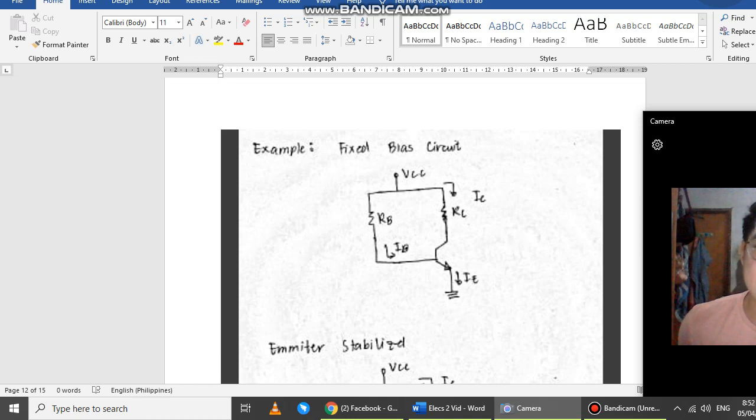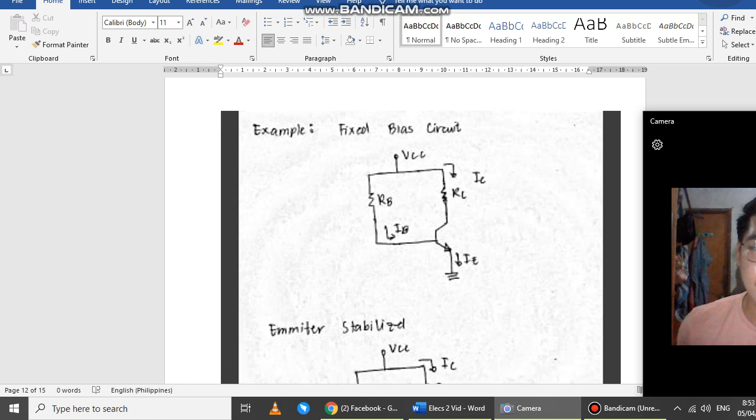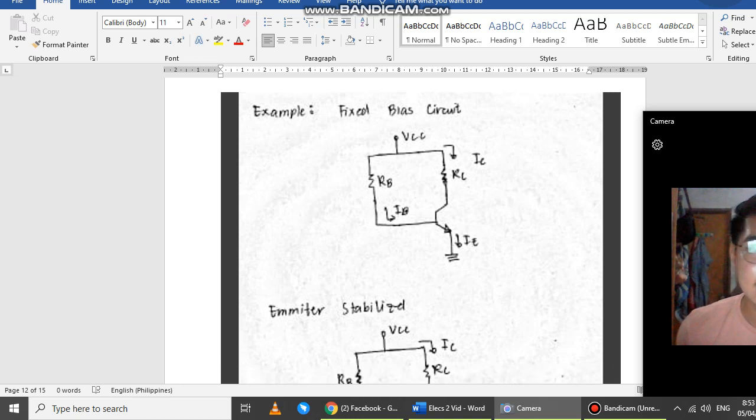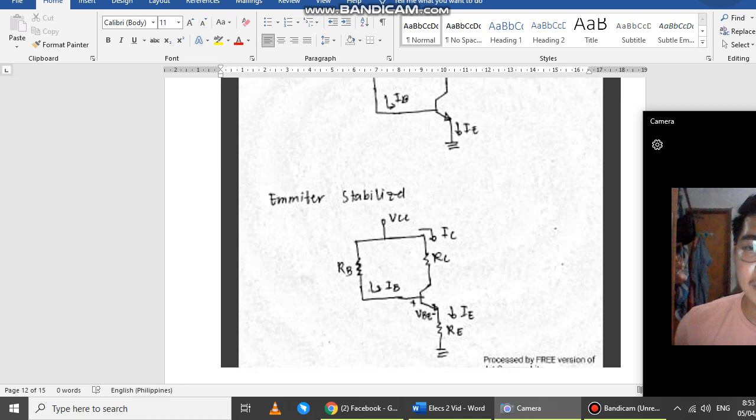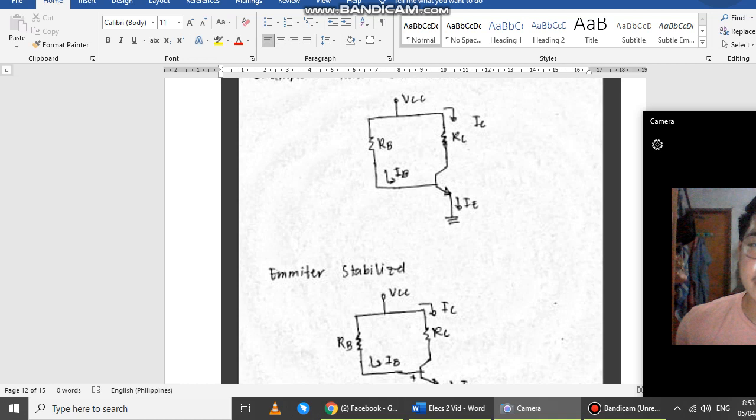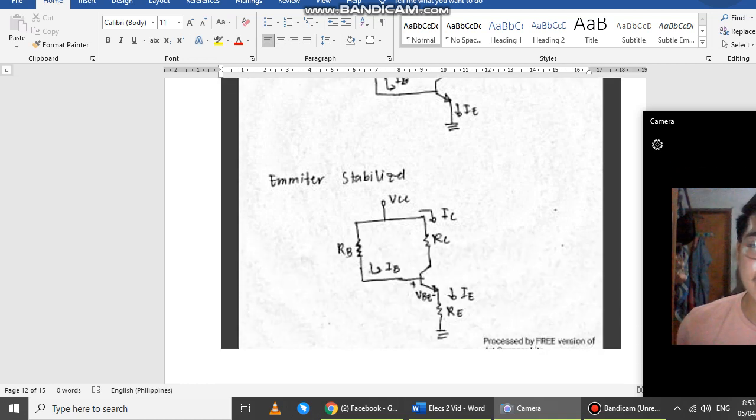Example, we have a fixed bias circuit. We have a VCC as the voltage source, the RC as the resistor at the collector, the RB as the resistor at the base, and we have the current at the emitter, current at the collector, and current at the base. This is the simplest circuit, which is called the fixed bias circuit. We also have the emitter stabilizer. It is just like the fixed bias circuit, however, there is a resistor at the emitter.